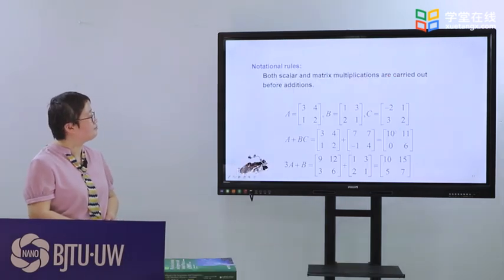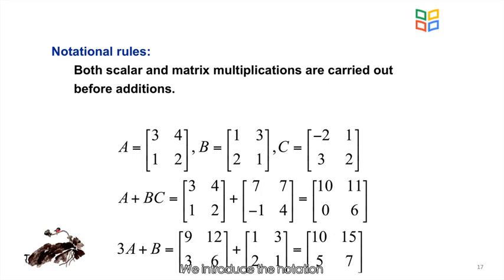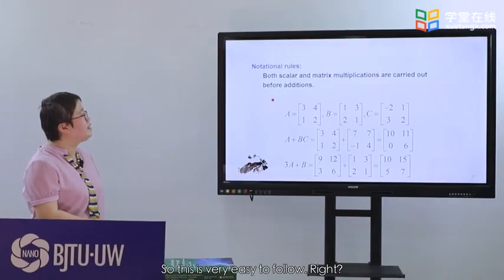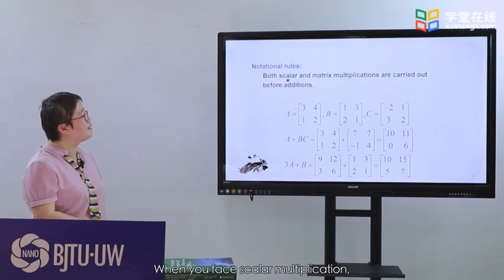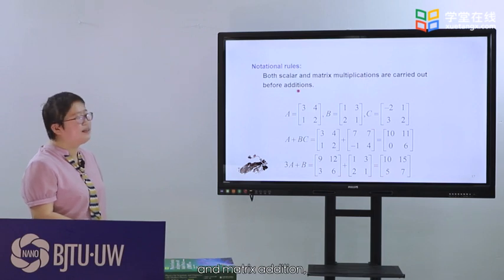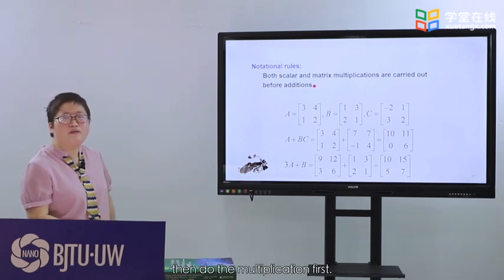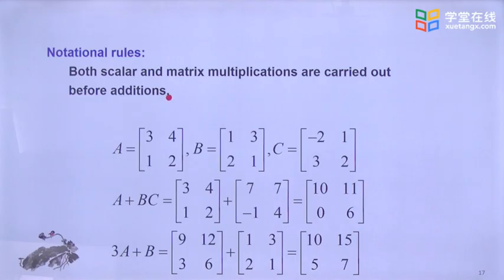We now introduce the notational rules for such simple operations on matrices. We first have this rule: both scalar and matrix multiplications are carried out before additions. This is very easy to follow, right? When you face scalar multiplication, matrix multiplication, and matrix addition, do the multiplication first, and later do the addition operation.